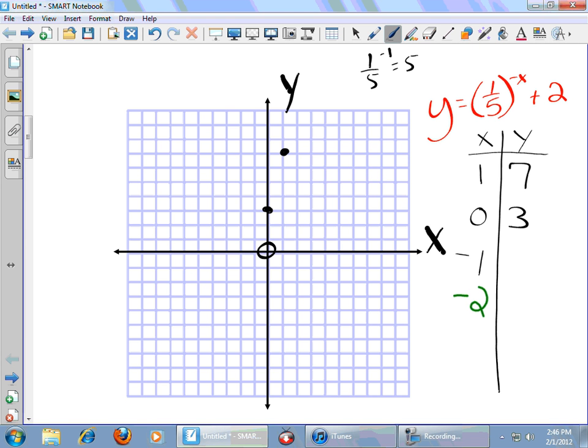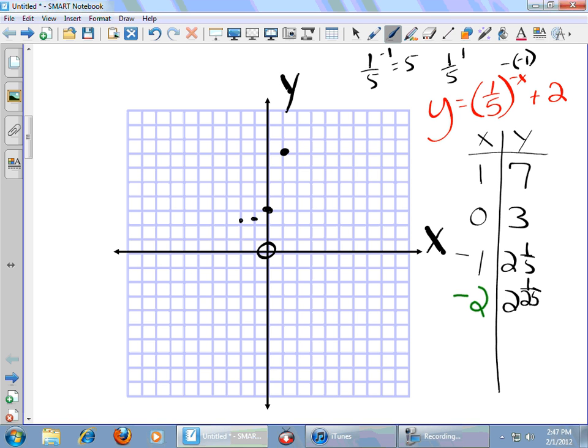If I put a -1 in there, the negatives will cancel, so I'm going to get 1/5 to the +1 because I have a negative and then a -1, right? So I'm going to get 2 and 1/5. So -1 will be at 2 and 1/5. If I put a -2 in there, the negatives will cancel. I'll get 1/25. I'll get 2 plus 1/25, which is 2 and 1/25, which is getting pretty darn close to 2.